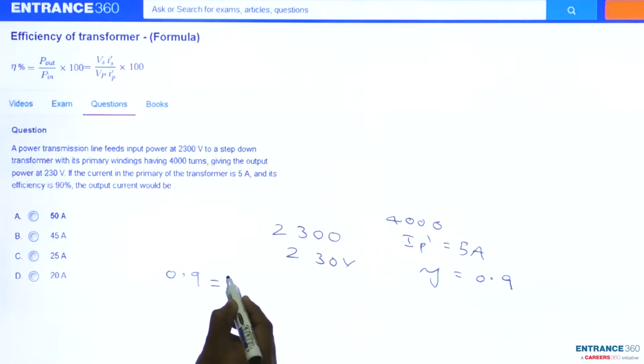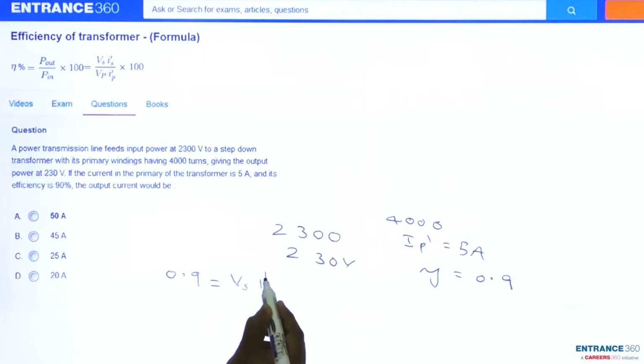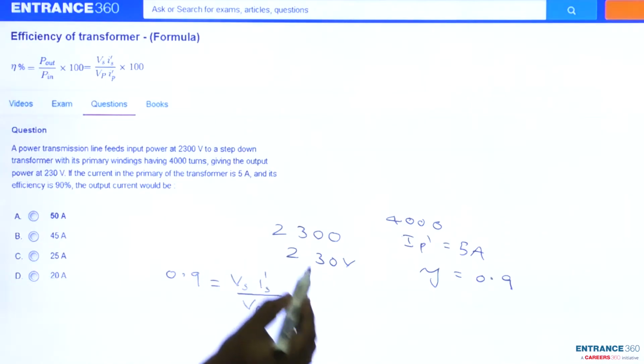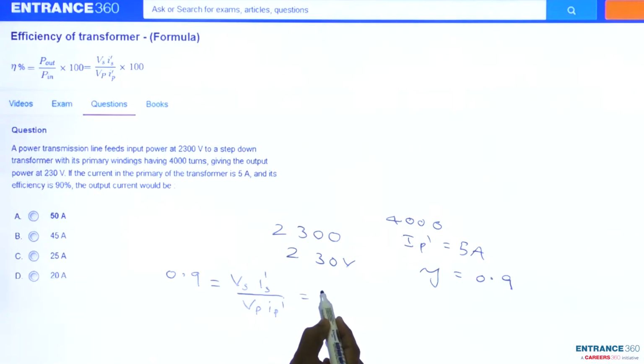now we have the efficiency equal to output power by input power, which is equal to Vs into current in the secondary Is dash by Vp into current in primary. Now Vs by Vp would be 230 by 2300, which is 1 by 10. So 1 by 10 into Is dash by Ip dash, Ip dash is given as 5 ampere.